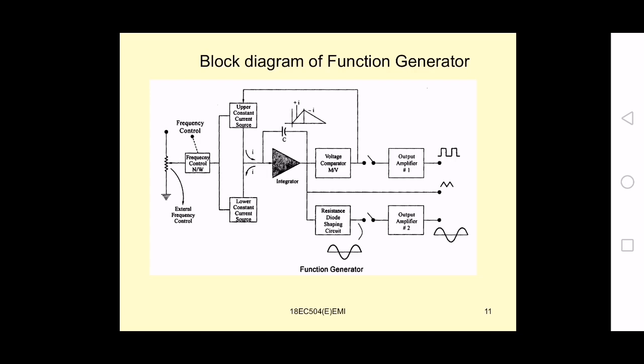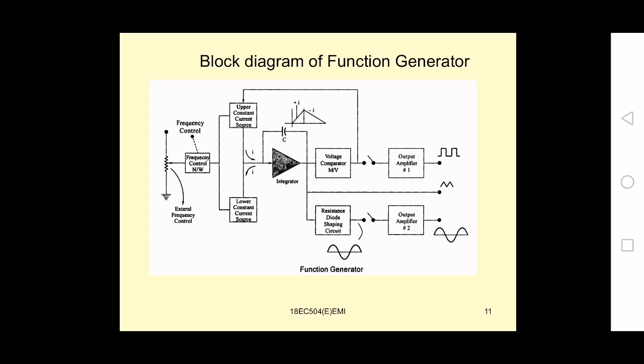Then what happens is the current at the output of the integrator decreases linearly with time, and again when the output voltage reaches a particular level on the integrator, the voltage comparator multivibrator switches and cuts off the lower constant current source, and at the same time switches on the upper constant current source.